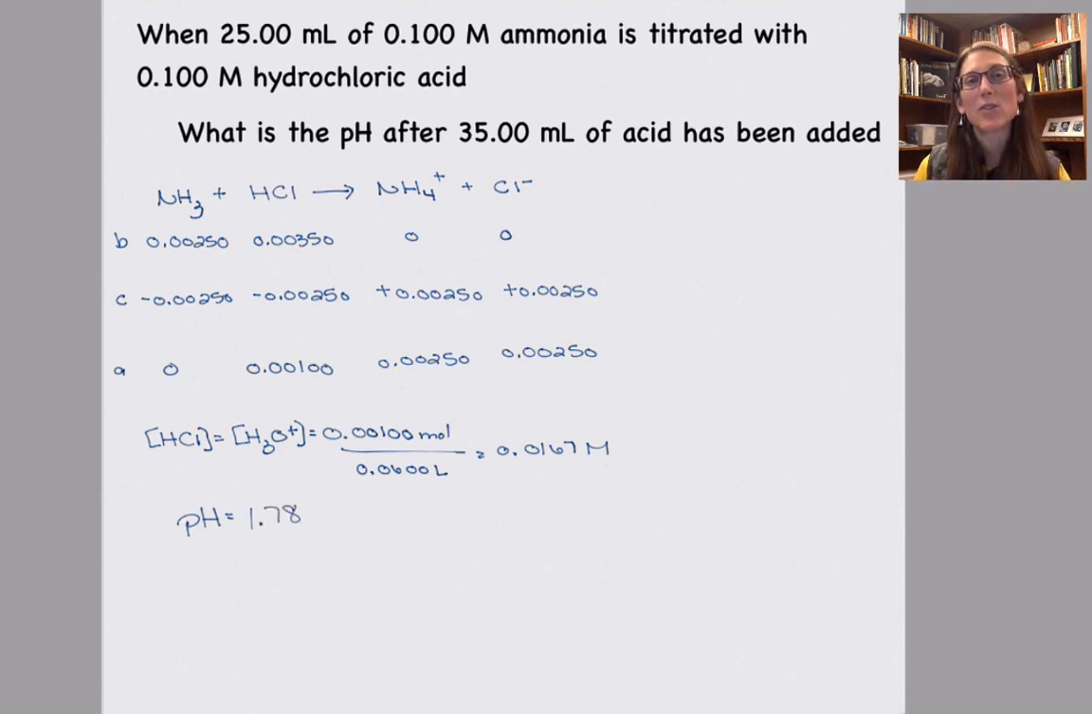And since HCl is a strong acid, the concentration of hydronium will be the same as the concentration of the hydrochloric acid. So I'll take my moles, divide it by the total volume I have in solution to find the new concentration, and then take the negative log of that value to find the pH.